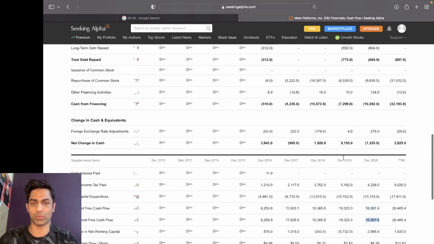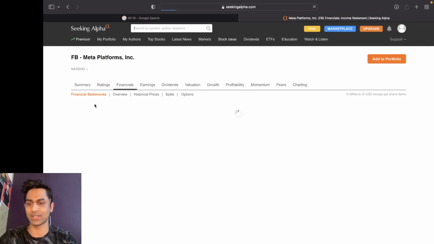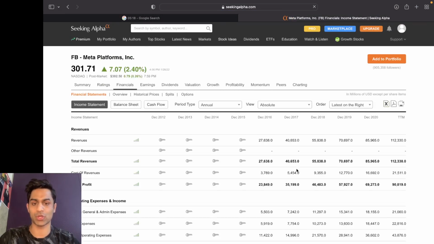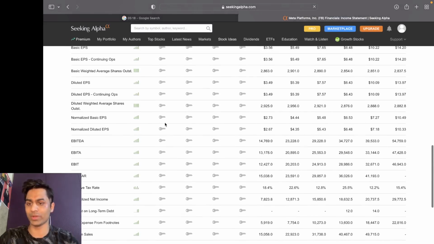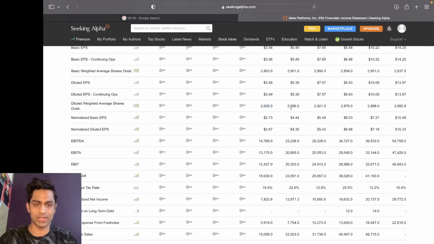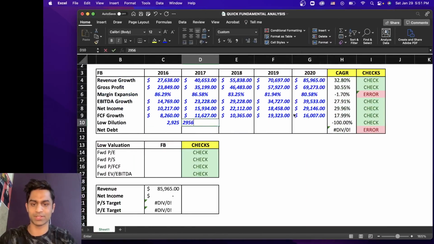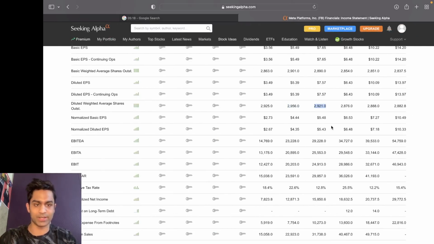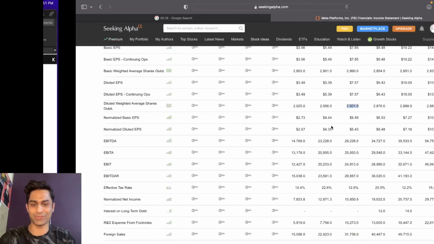Low dilution. So what we're going to come back to is the income statement. And we're going to scroll all the way down, and we're going to look for diluted weighted shares outstanding, which is going to be right over here. And then look for these numbers right here, 2925. Then we've got 2956. Finally, we got 2921.